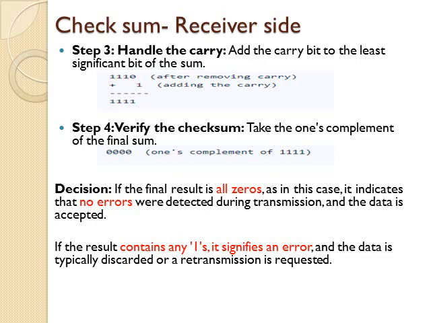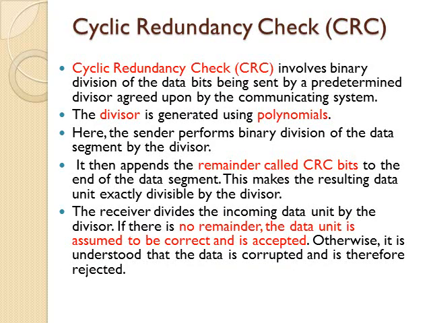So the receiver will take the final decision based on this result. If the final result is all zeros, then there are no errors during transmission and the data is accepted. If there are any ones in this particular checksum, then it signifies that an error has occurred during transmission, and it requests retransmission of data.